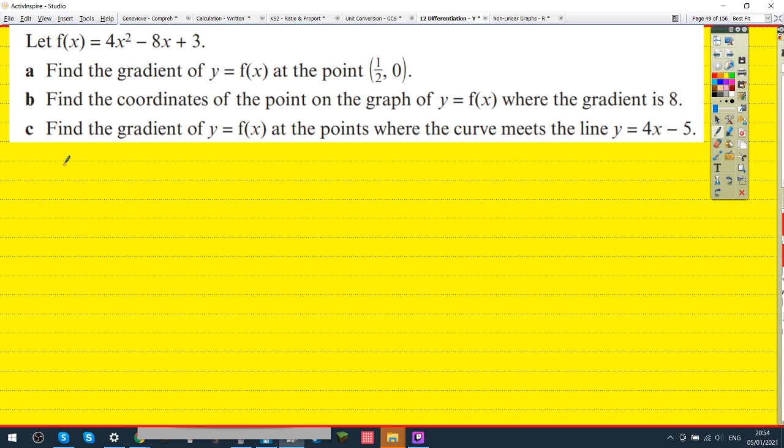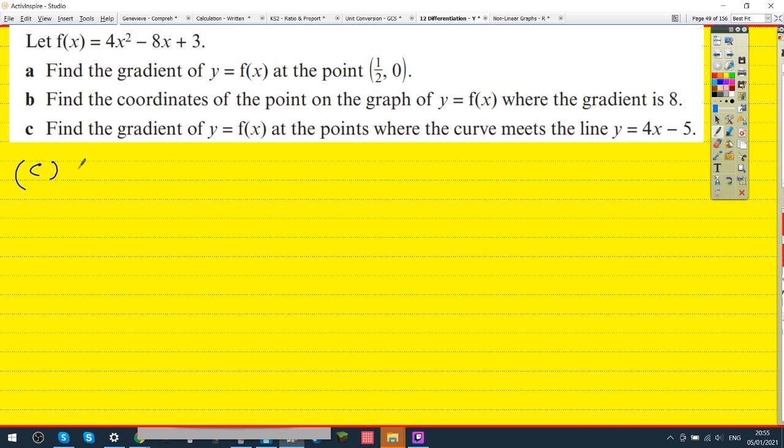Any idea how to do part C? So does y equals 4x minus 5 become 4? So find the gradient of y equals f of x. Well, we have to find the point first. Find the gradient of y equals f of x at the points where the curve meets the line.